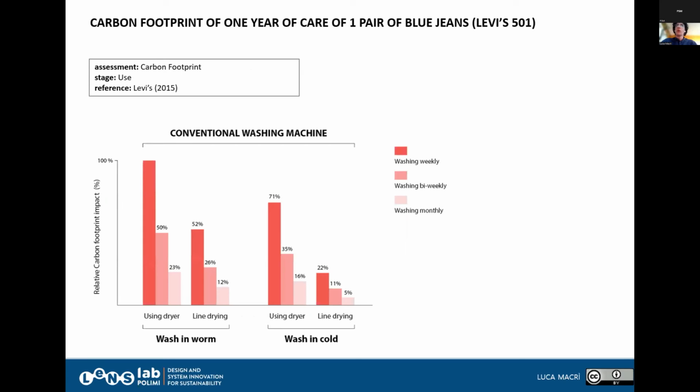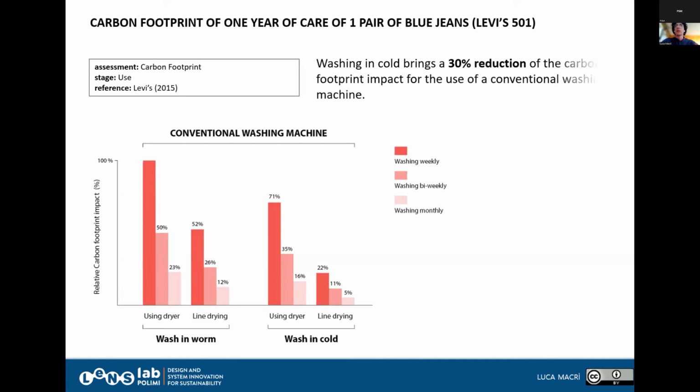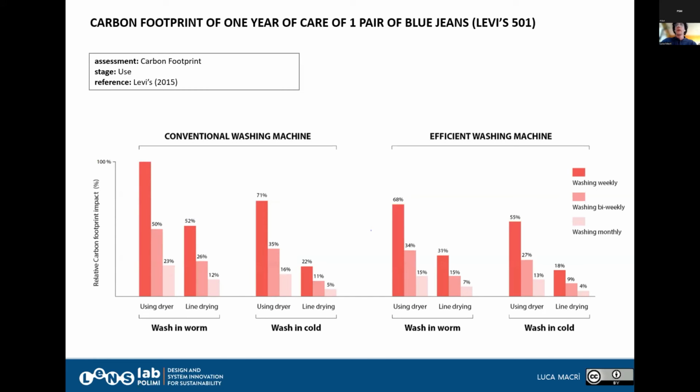And then we move a bit deeper toward the washing process. We have here a graphic on the different use of a conventional washing machine. So you can wash in warm, or you can wash in cold, and the impact changes a lot. There is a 30% reduction, but be careful, the carbon footprint we are talking about here, not the overall impact. So again, watch out for the big picture.